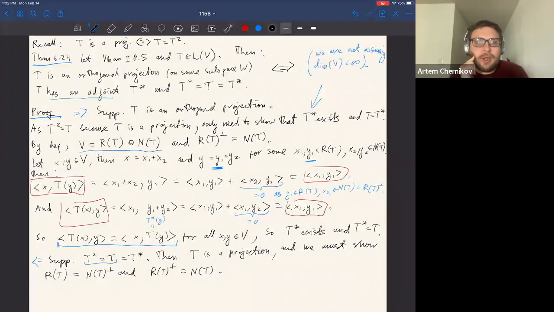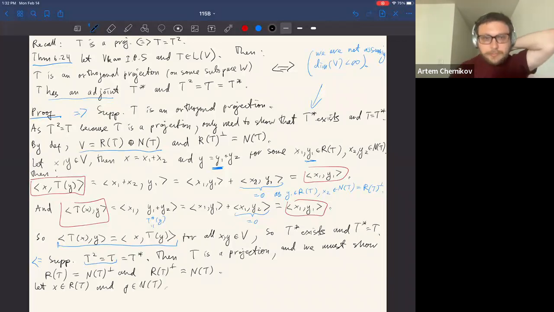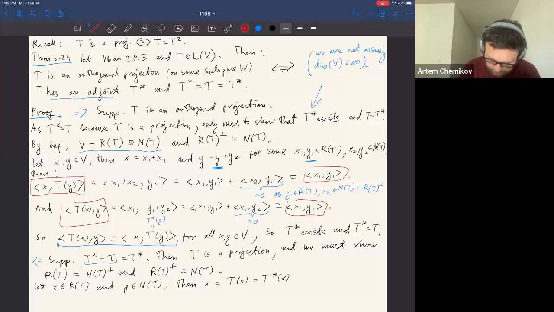All right, so let's try to check it. So fix two vectors, x in the range and y in the null space. Then we have that x is equal to T of x is equal to T star of x. So this is just our assumption, right? Well, we're using all of this, that it is a projection and that T is equal to T star. Okay, so we have this.